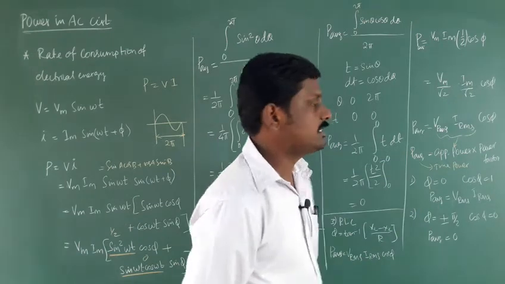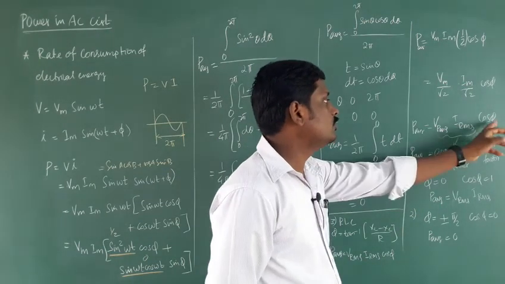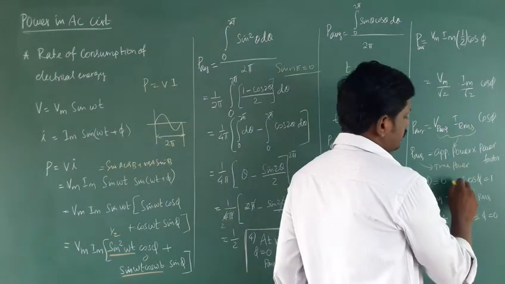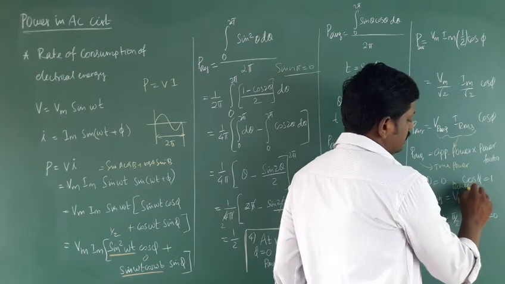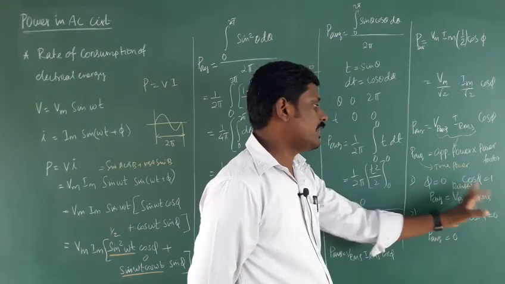Some special cases are discussed here. If phi is equal to 0, then cos 0 is 1, which means the circuit is purely resistive. So P average equals Vrms Irms.